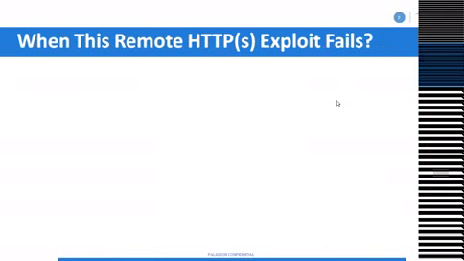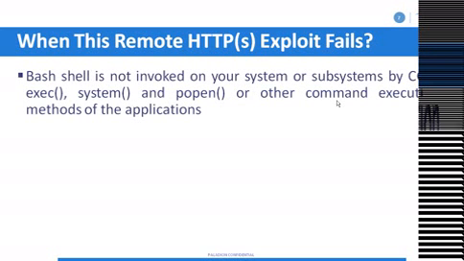Now, does it mean that all of our web servers or applications are vulnerable to this attack? The answer is no. This remote exploit will not work if your application is not using any CGI scripts, though you have a bash shell installed on your web server. If there's no CGI program running, if there's no other program, let's say PHP file or JSP pages, that is invoking any of the methods like exec, system, or popen for the purpose of executing commands, then your application is not at risk.